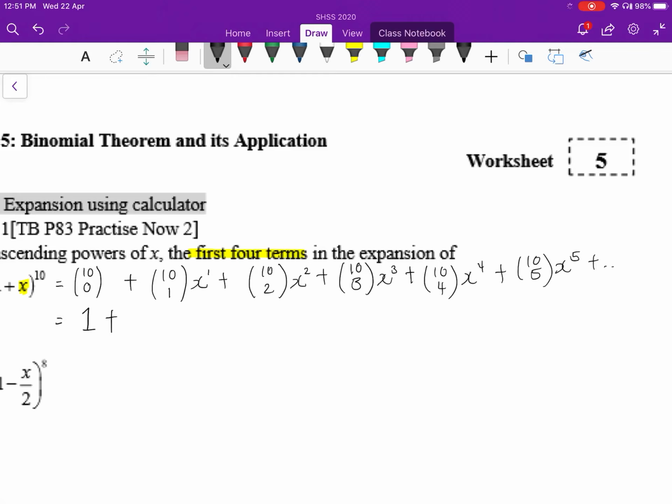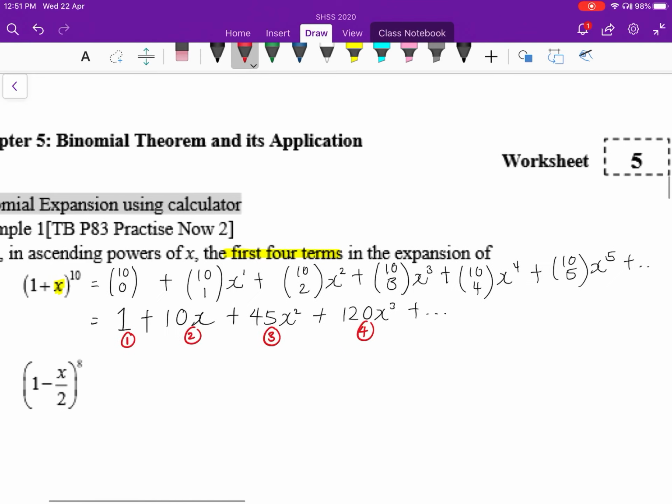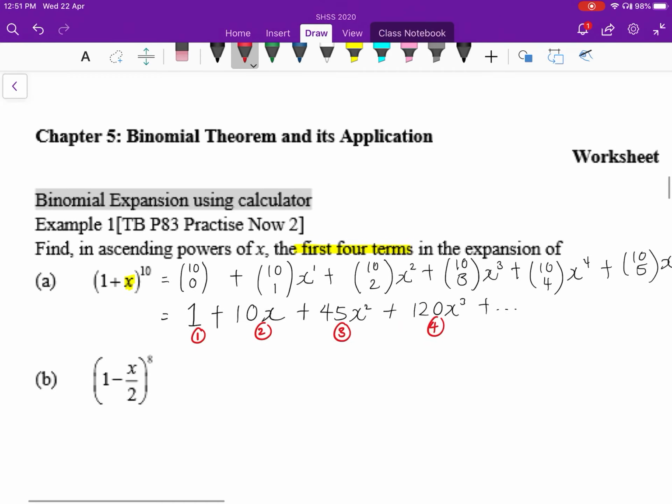Next, if you were to press 10C1, you'll get 10. So that's 10x, done. The next one, if you press 10C2, you get 45. So 45x squared, done. The next term, 10C3, and you get 120x cubed, done. They want the first 4 terms: first term, second term, third term, fourth term, and we are done. Alright, simple. Okay, let's do the next one.